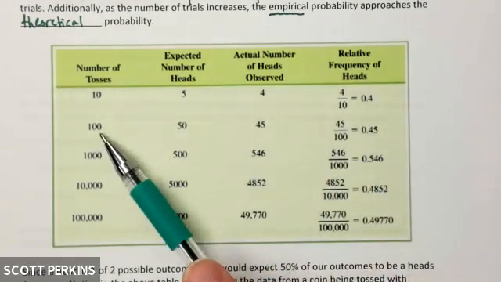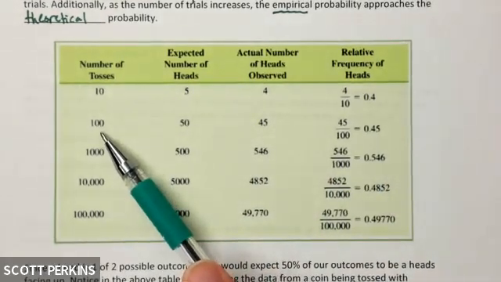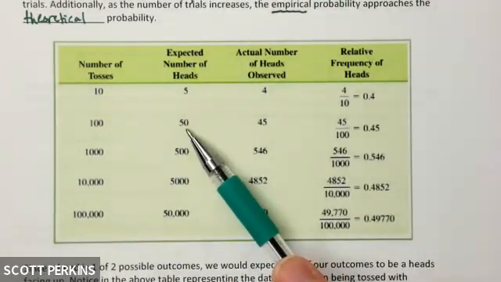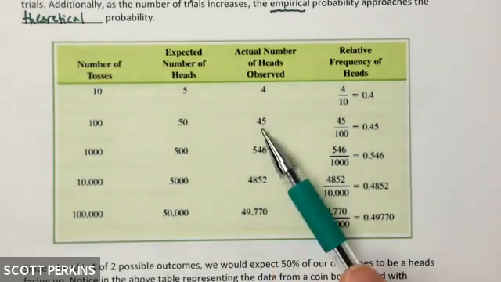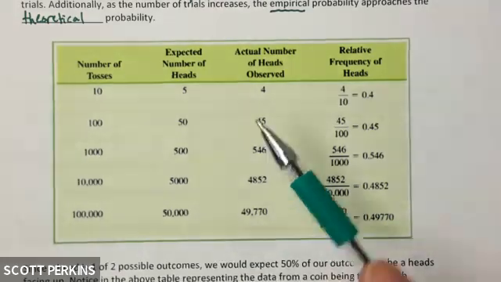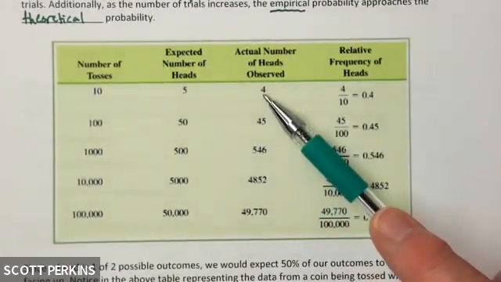So now notice, we flipped the coin 100 times, or we had the computer flip the coin 100 times. The expected number of heads now is 50. Half of them is what we would expect. This time we missed the mark by 5, right? We got 5 fewer. So we've missed more than we missed the previous time.